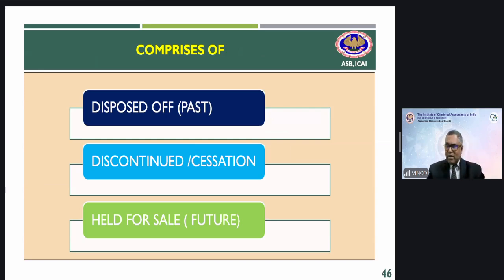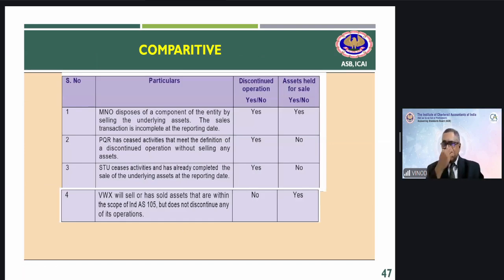Discontinuing operation can be in the past, where I already disposed of. So you will have a previous year impact and current year. I sold off last year, so you know the previous year's things. Discontinued is past; held for sale is for the future. This is the difference between discontinuing operation and held for sale. Let's look at these 4 examples. Company MNO disposes of a component of the entity by selling the underlying assets.